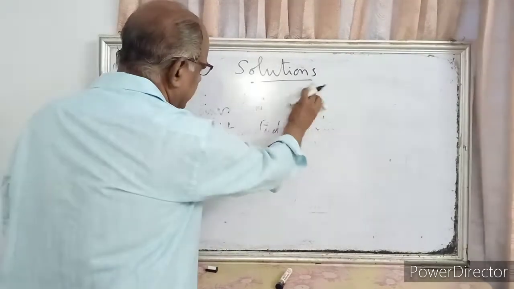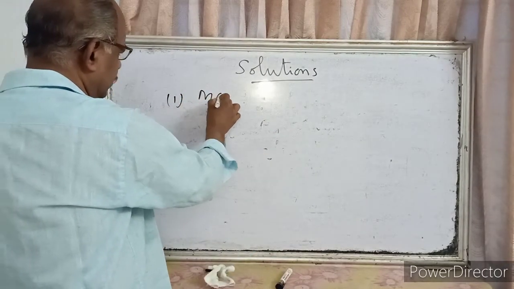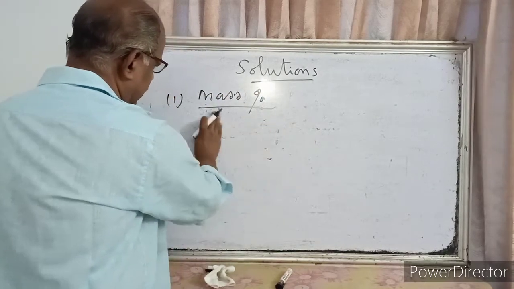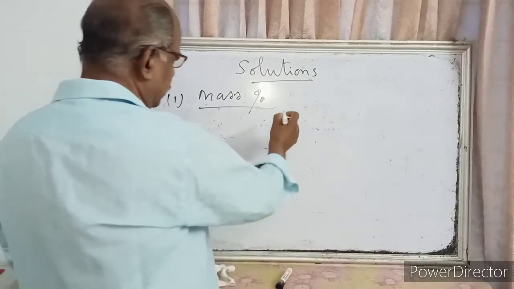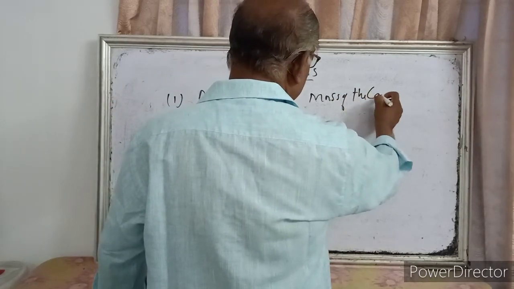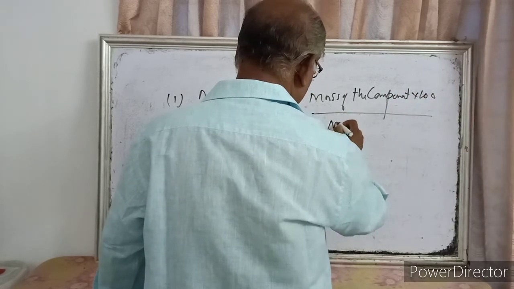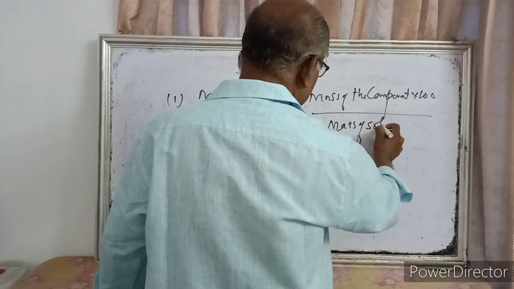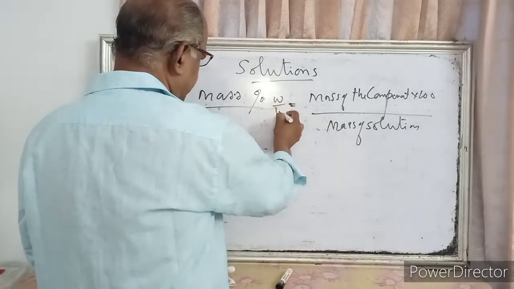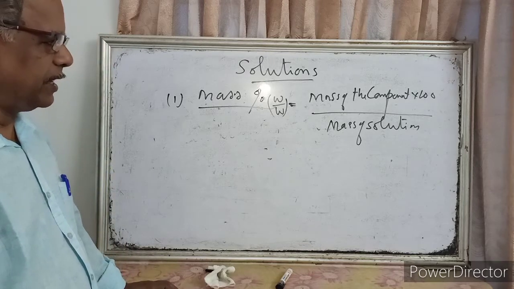Then another method for expressing the concentration of solutions is 1. Mass percentage. So mass percentage is equal to mass of the component into 100 by mass of solution. Mass percentage, here it is W by W, mass by mass. Mass of the component into 100 by mass of solution.